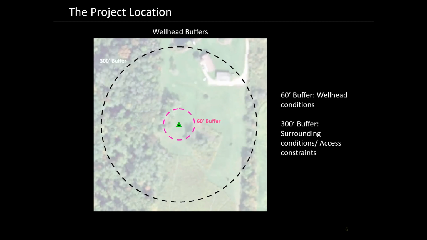So the 300-foot buffer is more for assessing the surrounding conditions and any access constraints that people might have when accessing the wellhead. So in the image shown on the left, as you can see, there's a pretty dense forest to the west of the wellhead. So with the vegetation data that I'm hoping to collect, anyone coming out to service the wellhead would know that they can't access it from the west, and it would most likely have to be accessed through that driveway to the northeast of the wellhead.